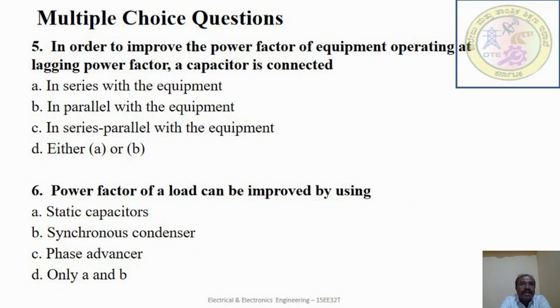Next question. In order to improve the power factor of equipment operating at lagging power factor, a capacitor is connected. The options are A, in series with the equipment; B, in parallel with the equipment; C, in series parallel with the equipment; D, either A or B. The answer will be it is in parallel with the equipment. The answer will be option B.